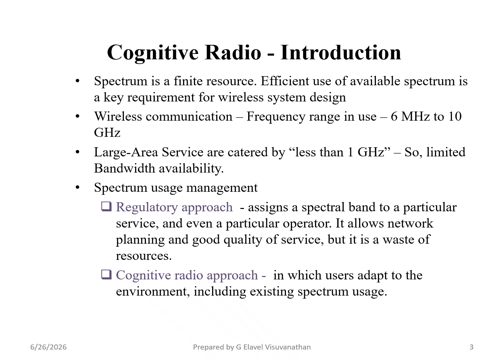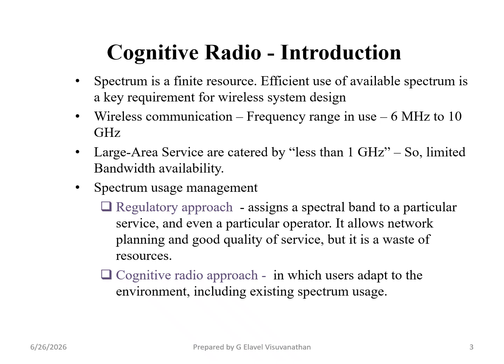In cognitive radio, the range is 6 MHz to 10 GHz. Large area services are catered by frequencies below 1 GHz. The bandwidth that is available is limited. Then we are going to discuss spectrum usage management. Here we have two approaches, the regulatory approach as well as the cognitive radio approach. First we will discuss what is meant by the regulatory approach.